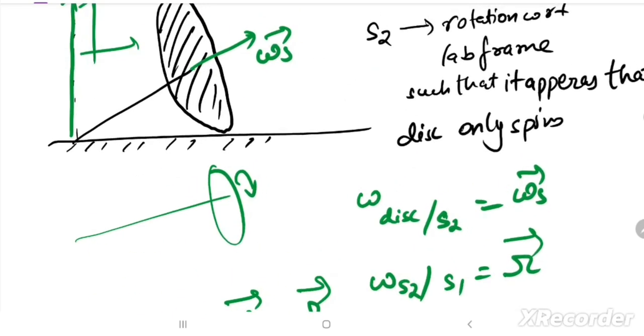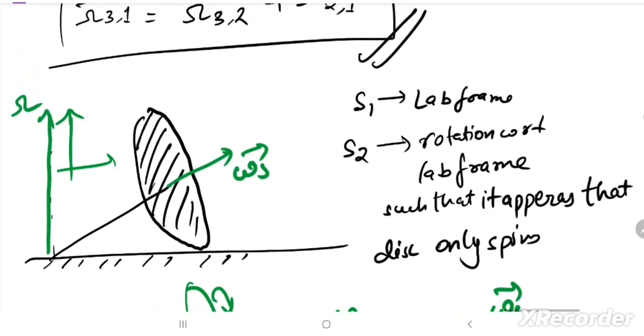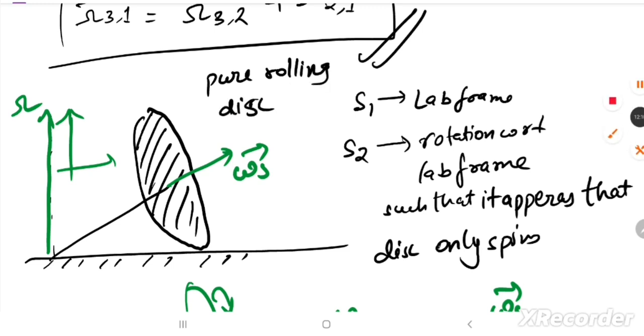So you might have come across the instantaneous axis of rotation in your JEE Advanced course. Observe that this is a pure rolling disk. I may not have mentioned this is a pure rolling disk. Now tell me which are the points which are stationary.